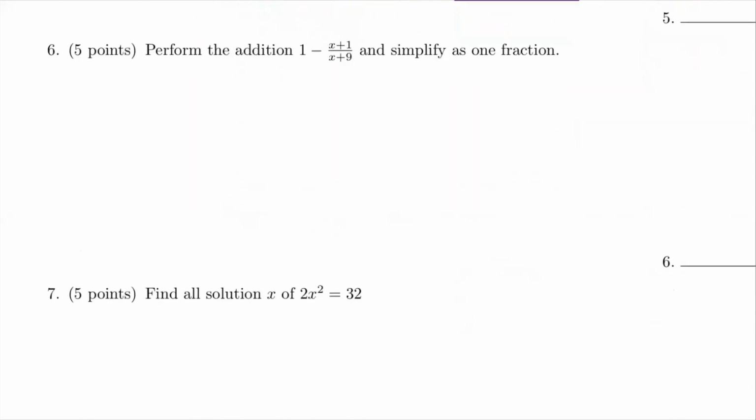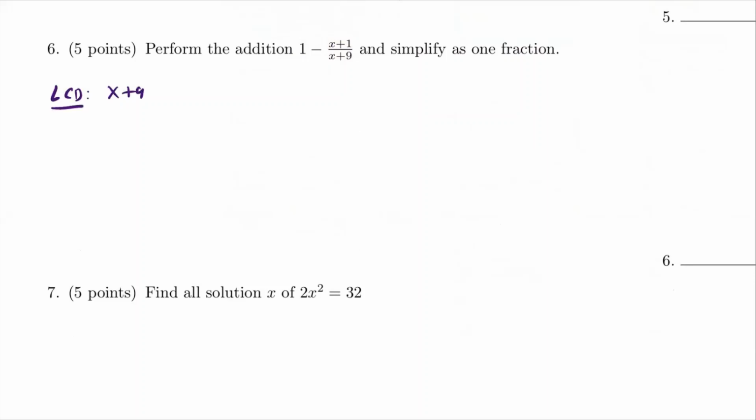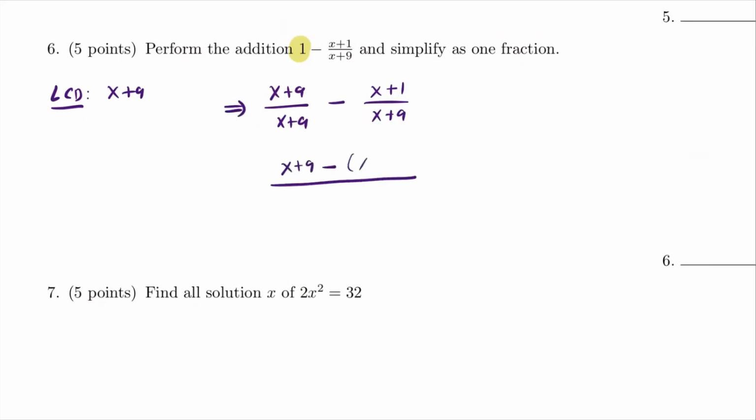For number 6, we're going to be performing the addition or the subtraction here. So we have 1 combined with this fraction. You have to write them with a common denominator. So your least common denominator would be x plus 9. I'll go ahead and multiply 1 top and bottom by x plus 9. So you'll get x plus 9 over x plus 9 minus x plus 1 over x plus 9.